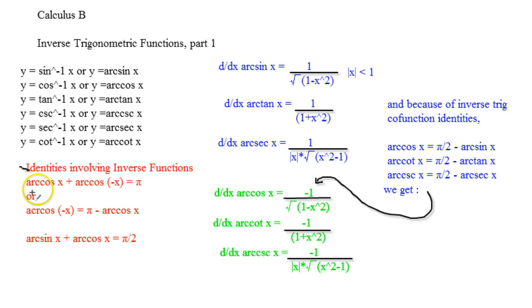Now, if you have the arc cosine of x plus the arc cosine of negative x, of the negative angle, you get pi, or you could do the reverse, which is the arc cosine of the negative angle is equal to pi minus arc cosine of that angle. Okay, now arc sine of x plus arc cosine of x is actually going to be pi halves. And that's going to be huge later because we can actually come up with some what is called cofunction identities.